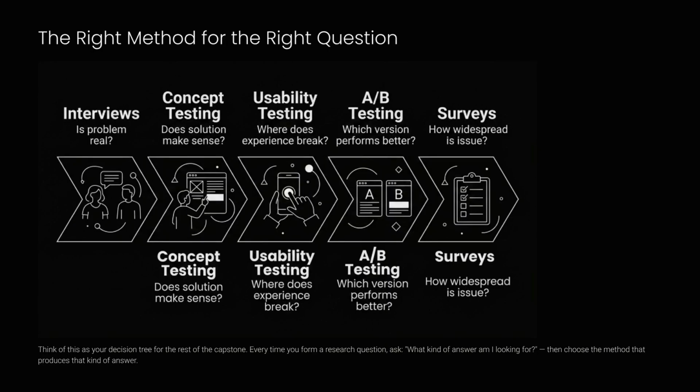Choosing the right method is your most important decision tree. Whenever you form a research question, start by asking what kind of answer you need. Then select the method that aligns with that goal.